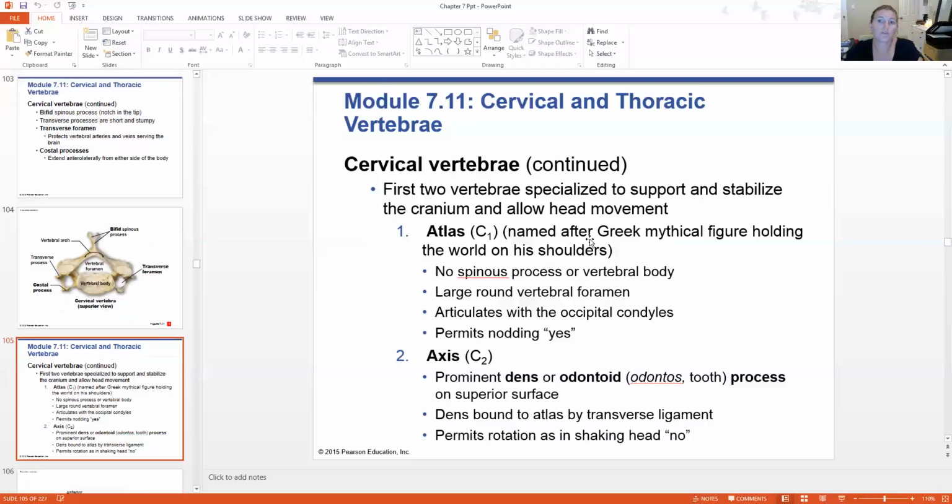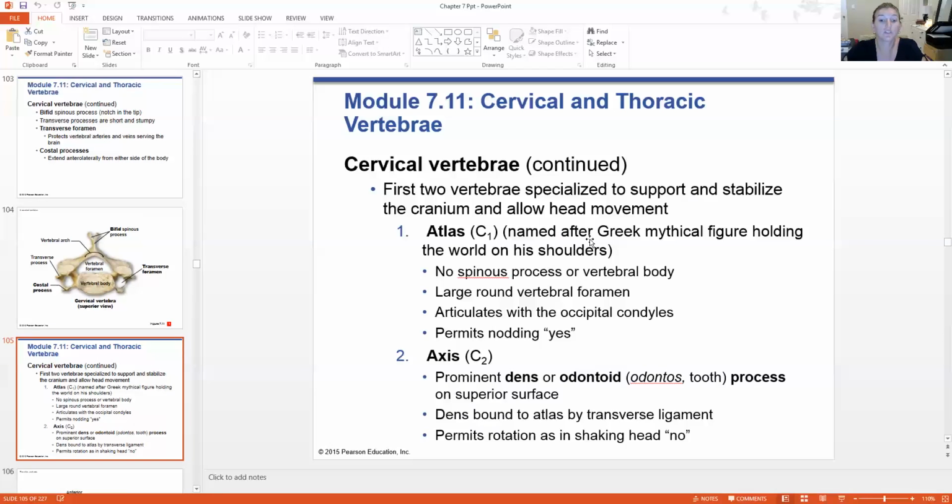The first 2 are very specialized and have special functions. C1 is called the atlas. There's no spinous process or vertebral body. It's very large and round, with a large vertebral foramen, because the spinal cord at this point has just left the brainstem. It articulates with the occipital condyles and allows for this motion.